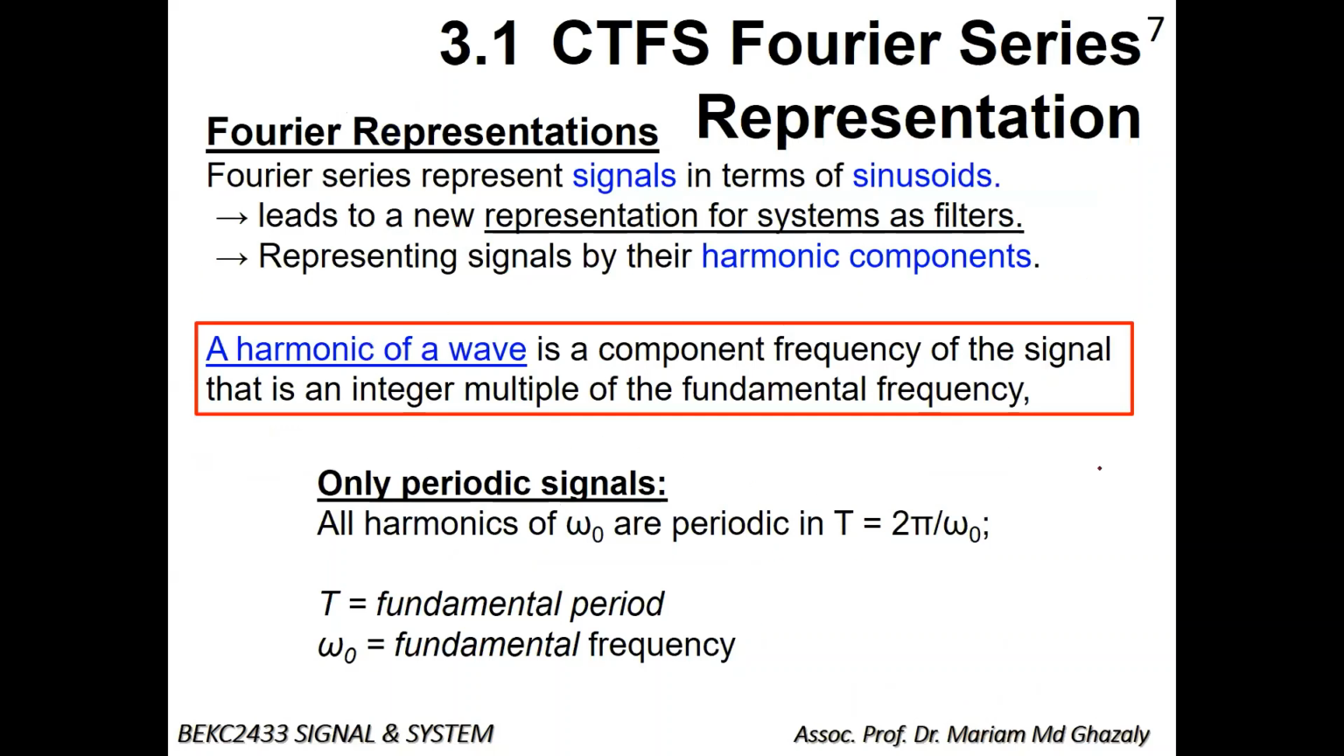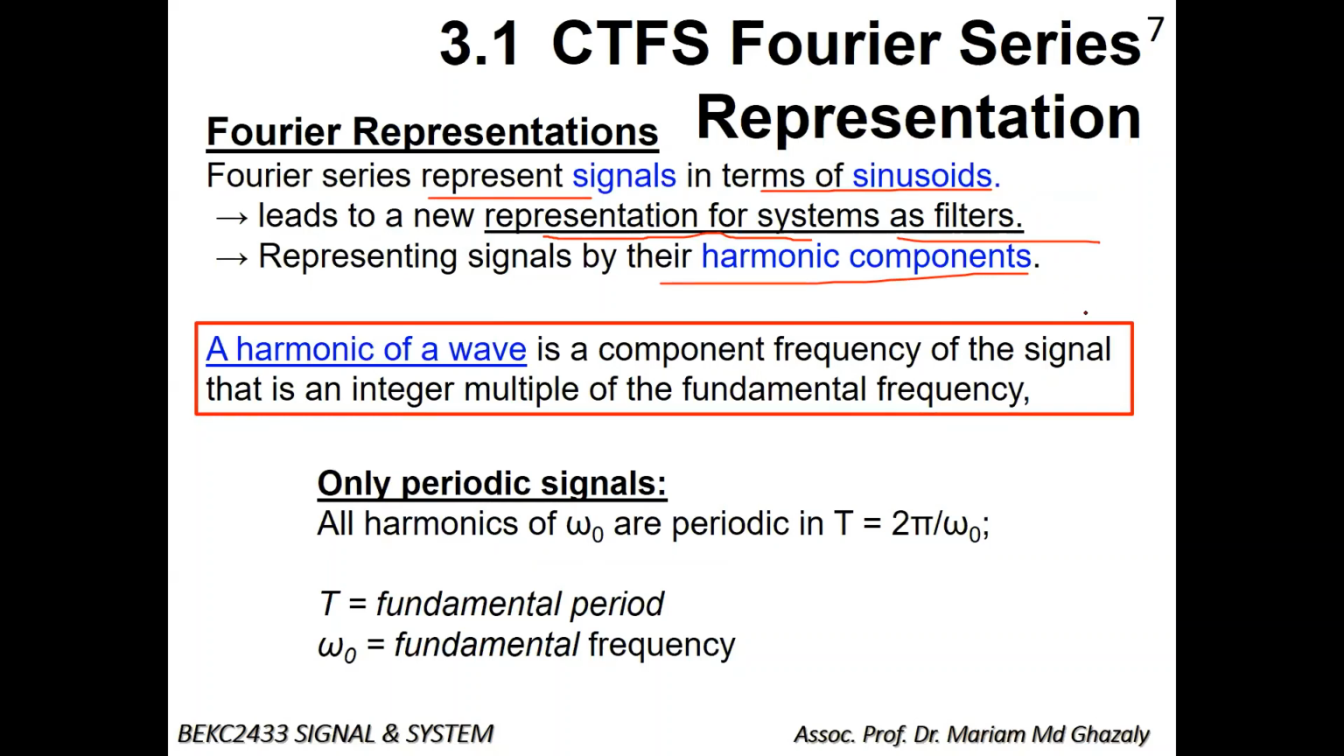Let's just see here what is the representation of Fourier series. So Fourier series represent signals in terms of sinusoids, which means that it's either a sine wave or a cosine wave. Which leads to a new representation for signal as filters. Represent signal by their harmonic components. So you may have the first harmonic, or second harmonic, third harmonic.